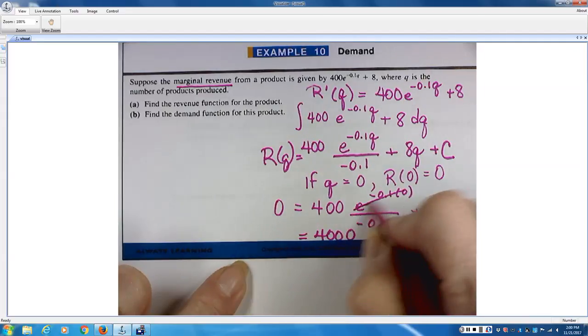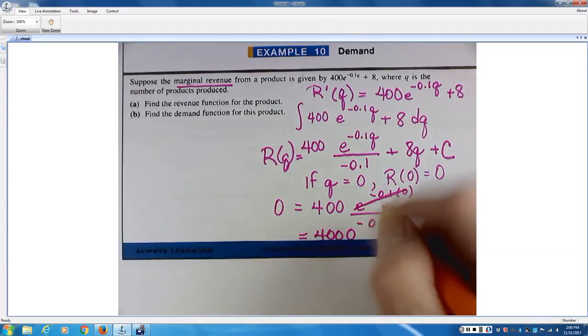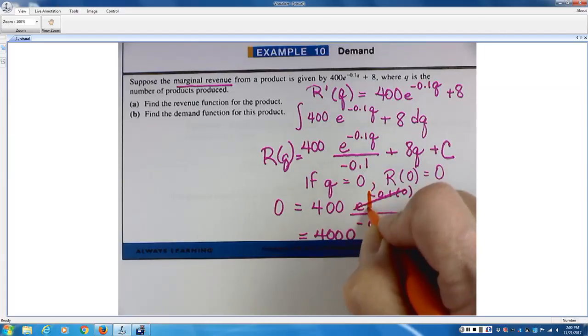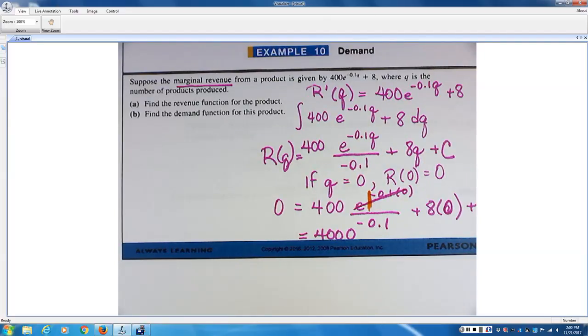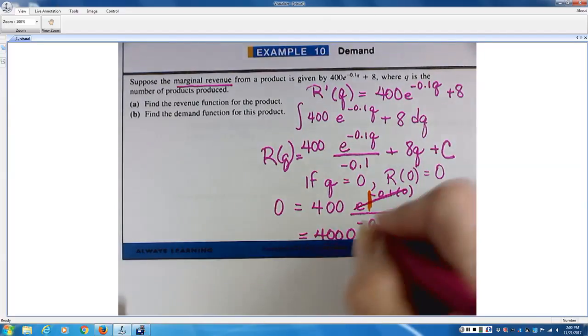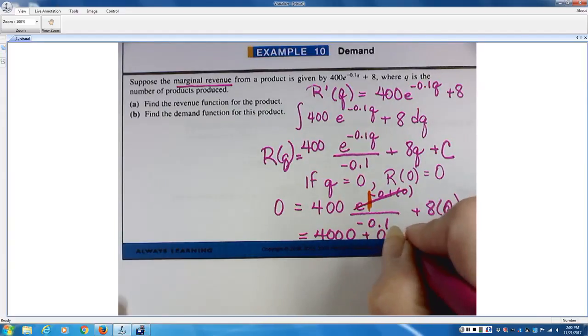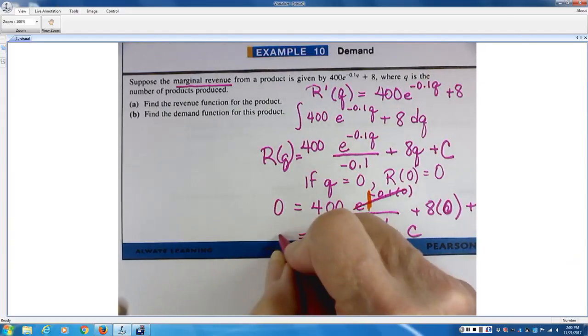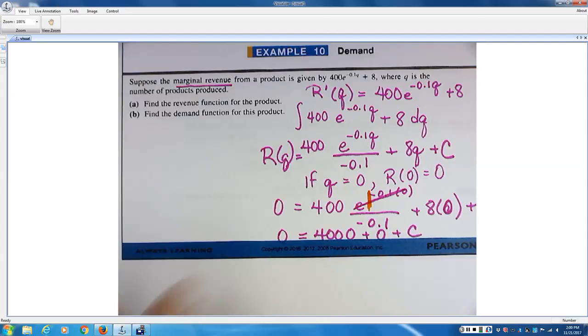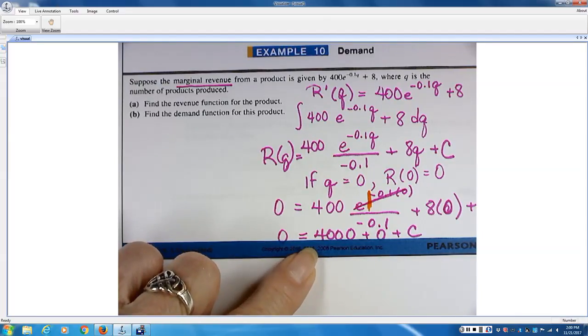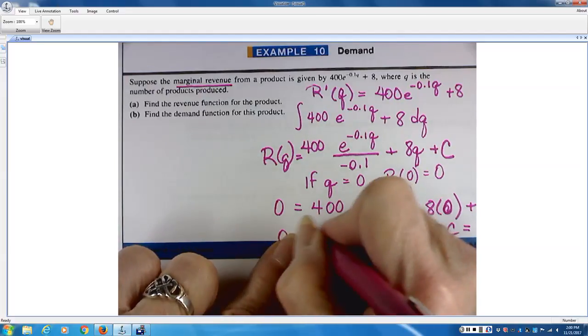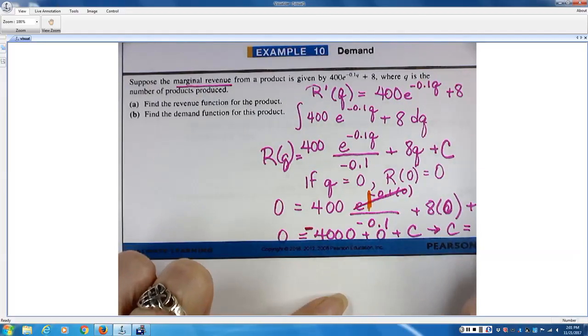And again, that's because this is equal to 0. So e to the 0 is equal to 1. That becomes 1. And of course, 8 times 0 is 0, plus the constant, and that's all equal to 0. So that tells us that the constant is negative 4,000. Wouldn't it be positive 4,000? Yes, it would, because that's negative. You're right. Yes, because that's negative, then this would be positive. Got to watch those signs.